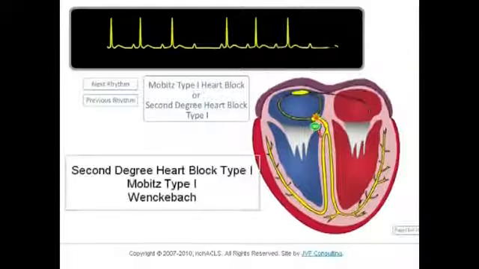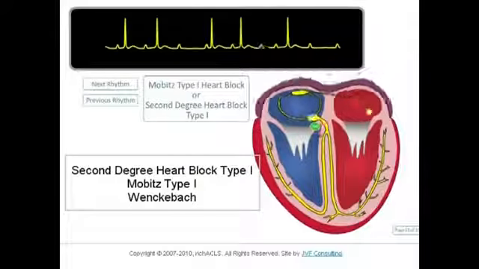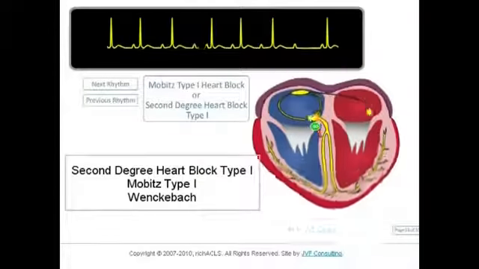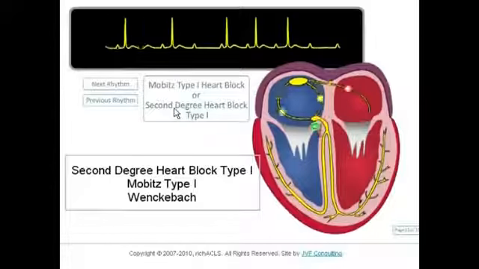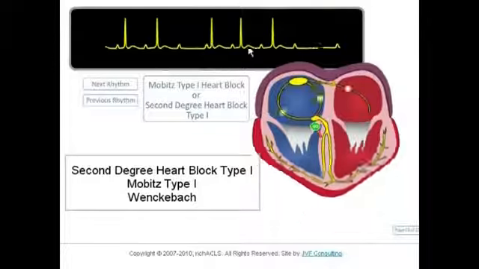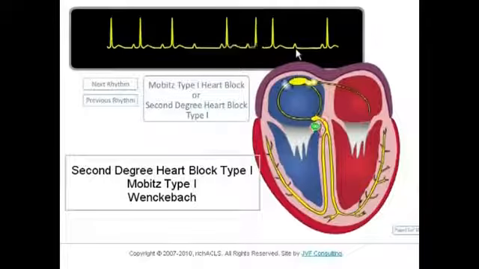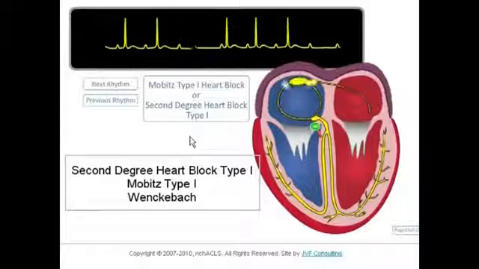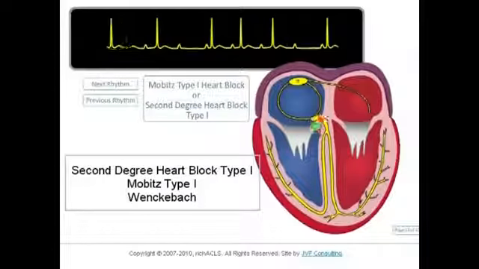Here is the second-degree heart block type 1, also called Mobitz type 1 or Wenckebach. The unique characteristic of this normally benign block is a progressive lengthening of the PR interval until an atrial impulse is not conducted through the AV node. The problem is with the tissue in the AV node and is usually transient.